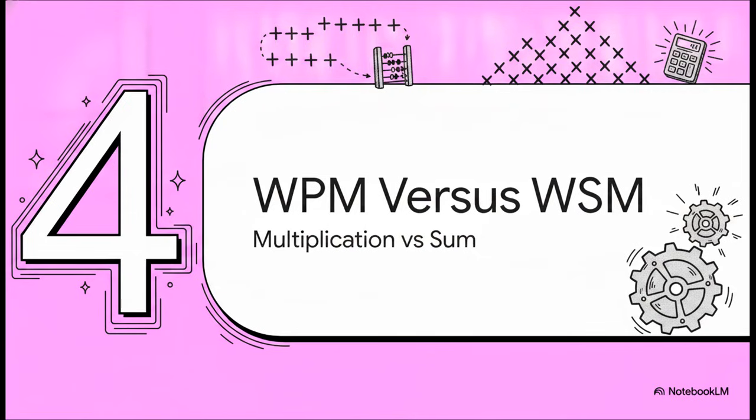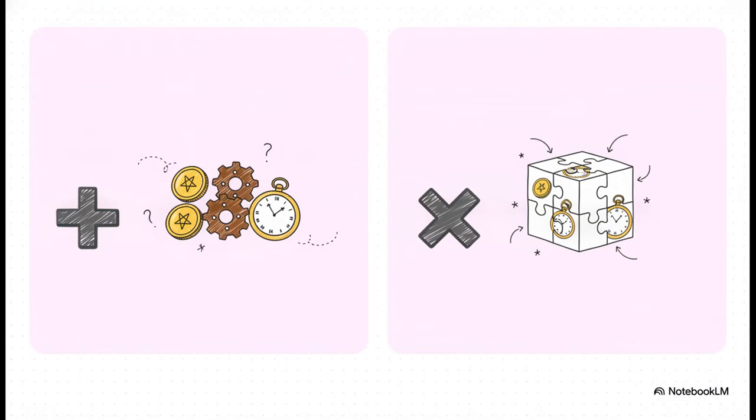To really grasp why WPM is so clever, we should probably compare it directly to its older sibling, the Weighted Sum Model, or WSM. The weighted sum model relies on additive utility. It normalizes data and just adds the scores together. It's the simplest method out there, for sure. But as we discussed earlier, it struggles mightily with mixed units unless it's heavily normalized beforehand.